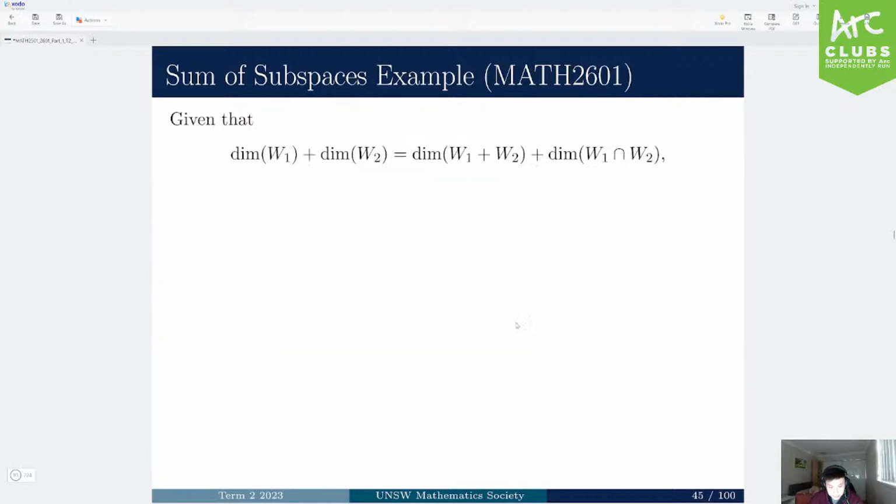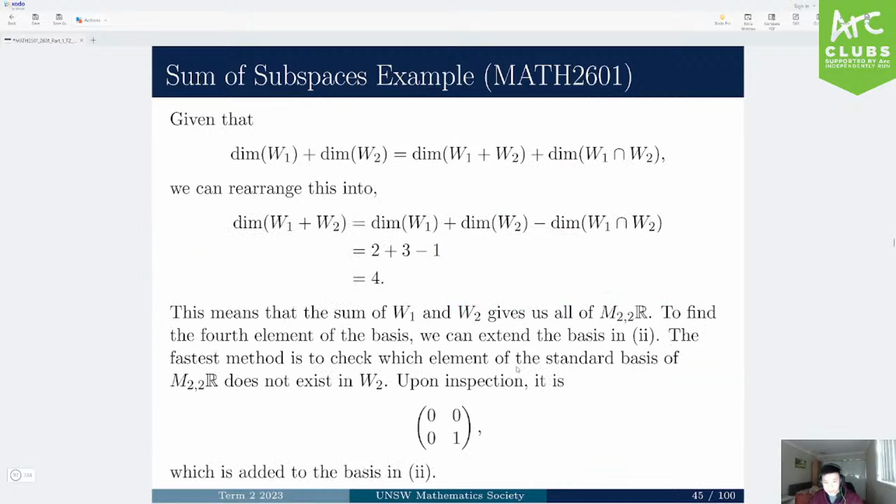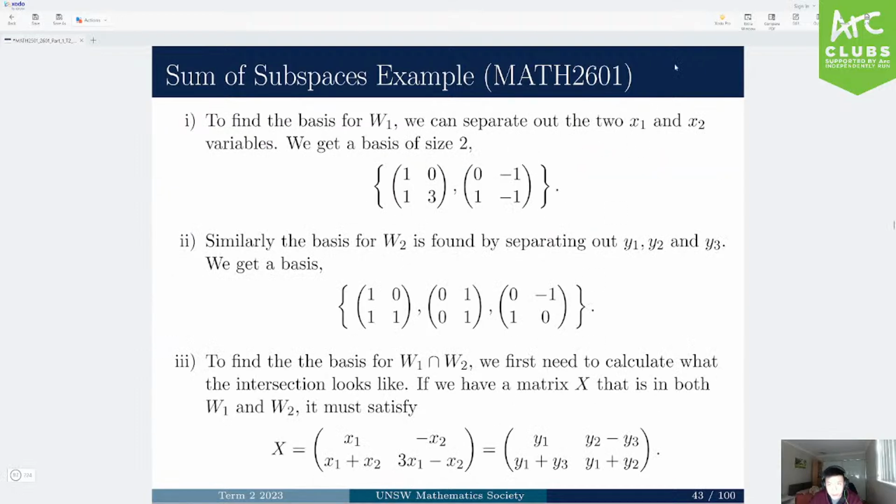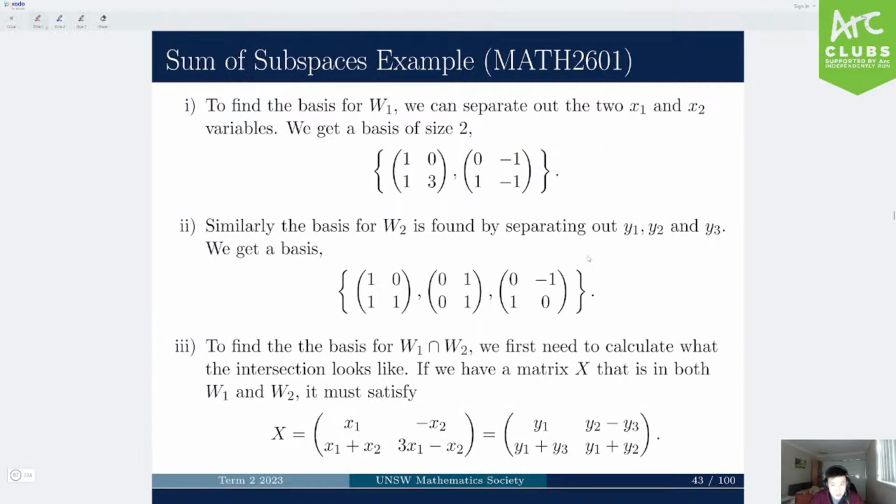Okay, and you can do the nitty-gritty algebra, but upon inspection, you're going to get that this element here is going to be [0, 0; 0, 1], and that's the element that's going to be linearly independent of the other 3 elements. Okay. And if you add this to the basis in part 2, so again, extend this out, [0, 0; 0, 1], this set here is going to be the span of W1 plus W2. Okay.